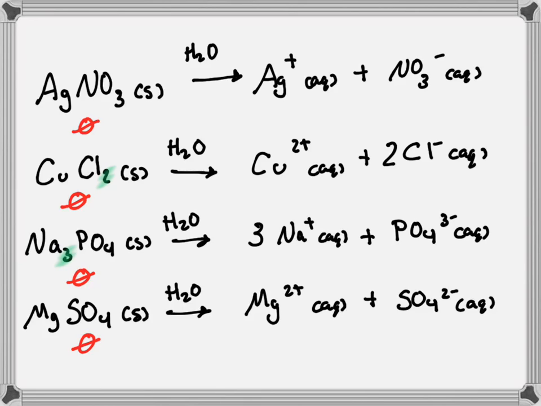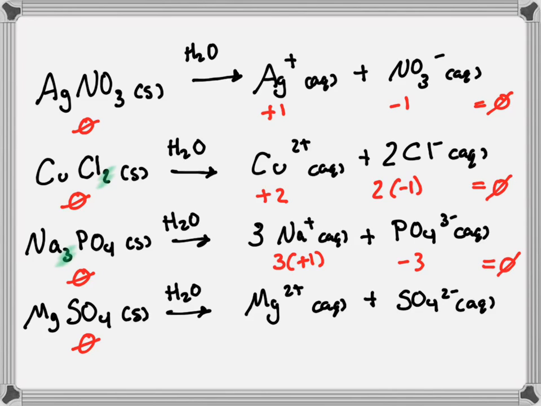Now when I look at my ion charges, I have a +1 and a -1. +1 and -1 is going to give me 0. Here I have a +2, and here I have 2 times -1, which will give me 0. Here I have 3 times +1 and a -3, which will also give me 0. And here I have a +2 and a -2, which give me 0. So one way you can make sure that you have things split correctly is you can make sure that everything will still zero out like it's supposed to.